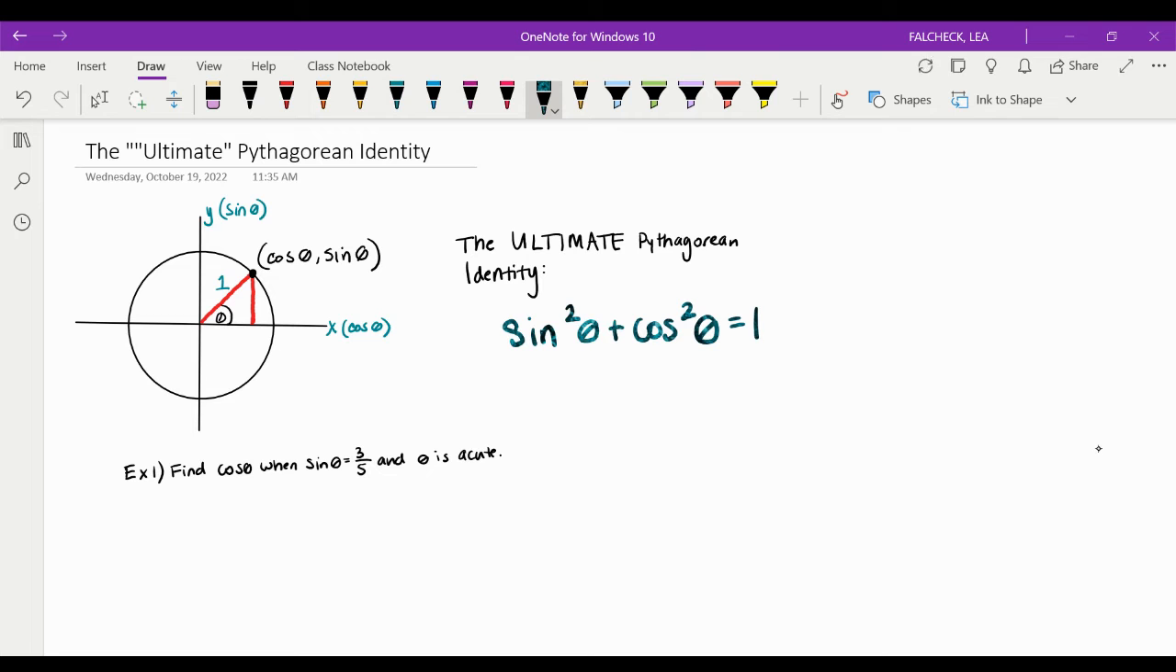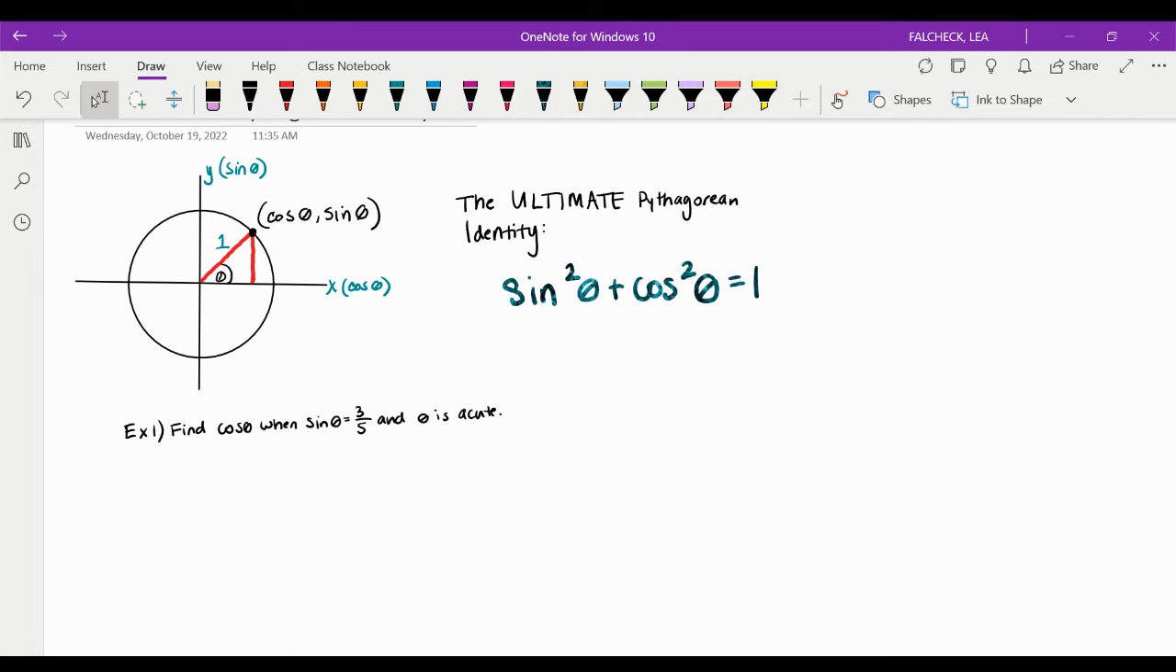You can also sometimes see it as sine squared x plus cosine squared x equals 1. Same thing. And we proved that using right triangle trigonometry in the intro to the unit circle video. We just used the Pythagorean theorem for it. I wanted to point out a few other things quick.